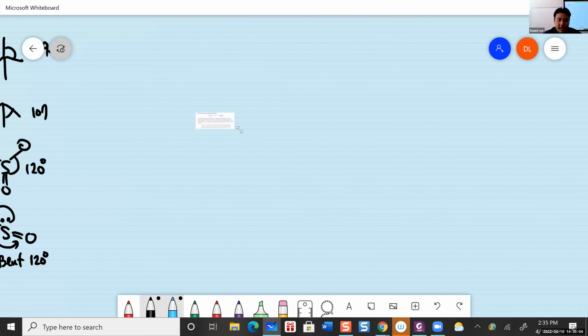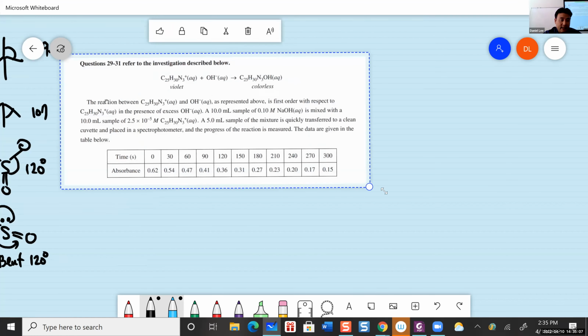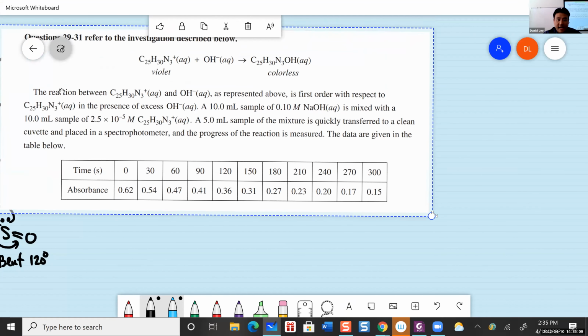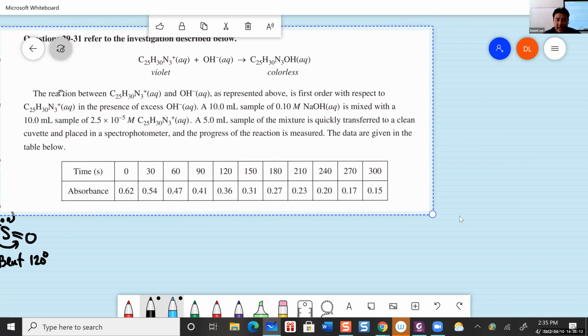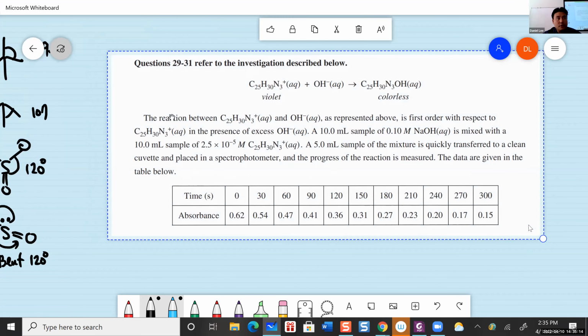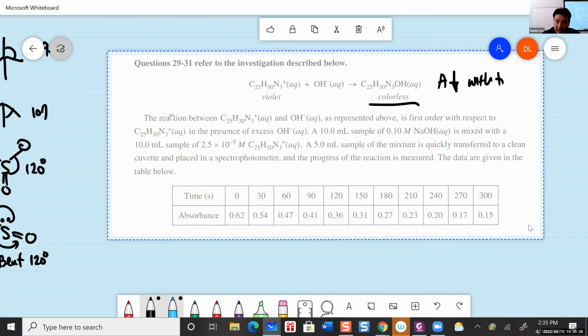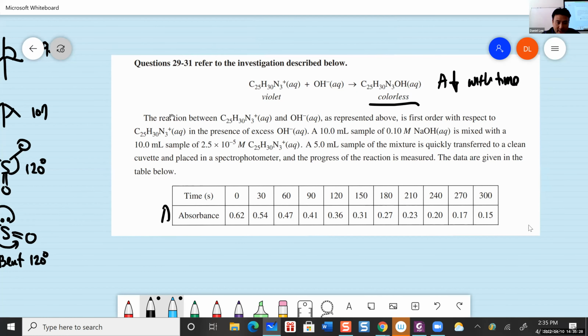Well, it's pretty easy to tell. You just look at the color, right? You can see that your reactant is violet and your product has no color. So your absorbance will go down over time because reactants are converted to product. Okay, so because the product is colorless, absorbance decreases with time. And it is the case here. You can see the absorbance on the table. It went from 0.62 and decreases throughout until it leveled about 0.15 as time goes on.